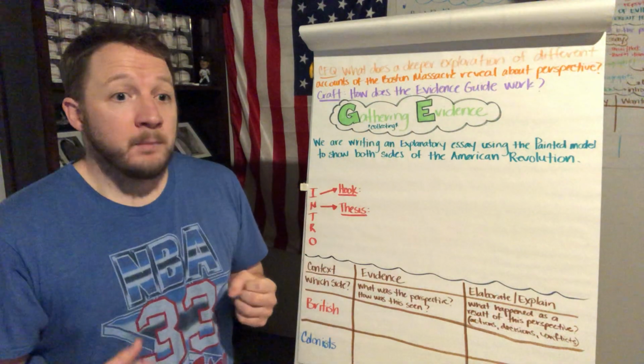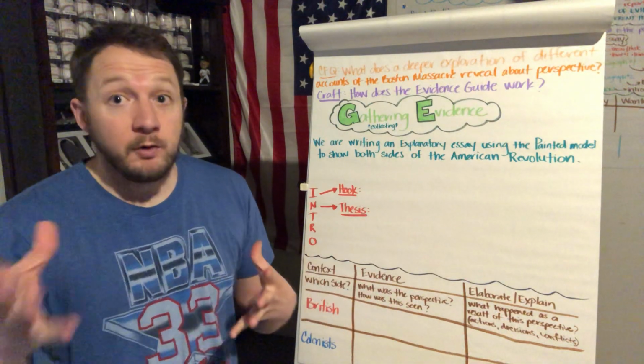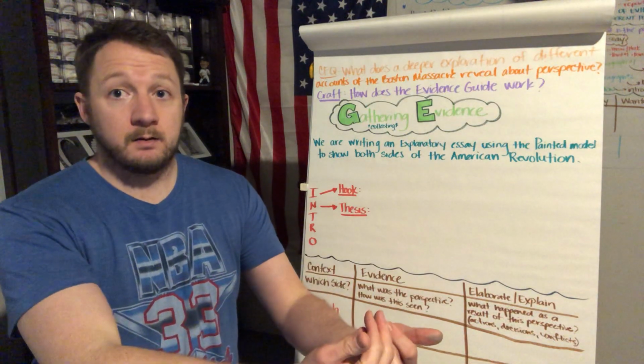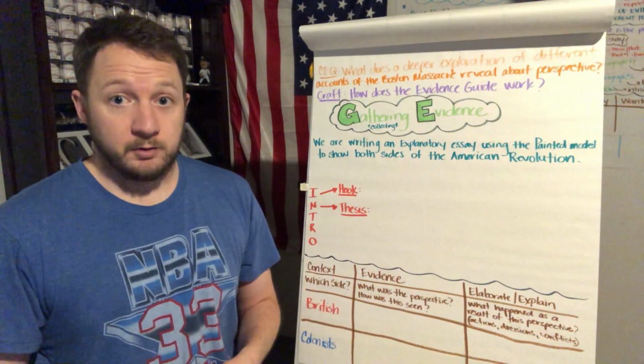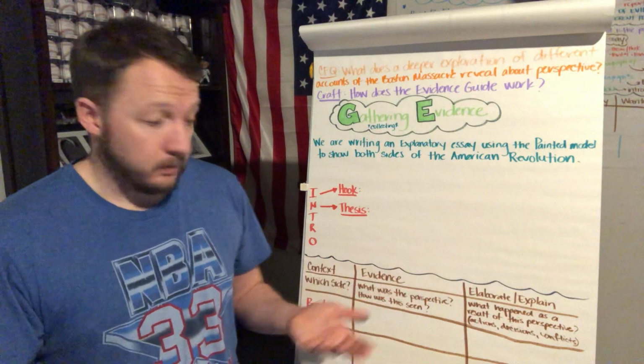You are collecting, meaning you're going back through everything you've read and you're pulling a piece here, a piece there, whatever you think is going to help you explain everything that we've learned about the American Revolution from either the American side or the British side.